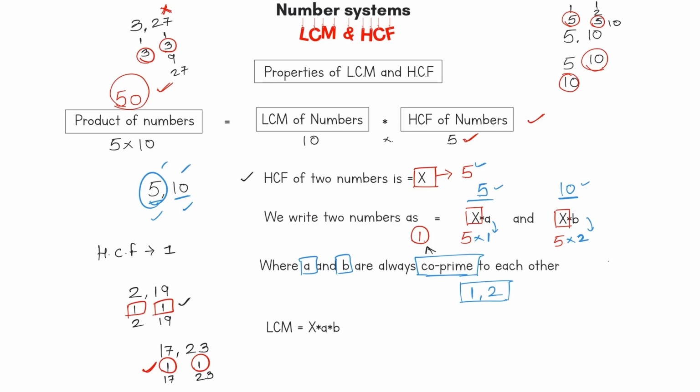Are they co-prime now? 1 and 2? Of course they are co-prime, because 1 has only one factor, that is 1. So the common and the highest has to be 1. 2 has two factors, 1 and 2. So the highest common factor here is 1. So they are co-prime.